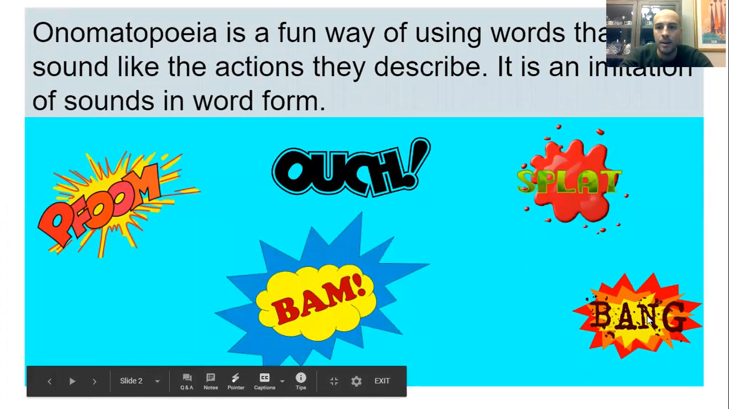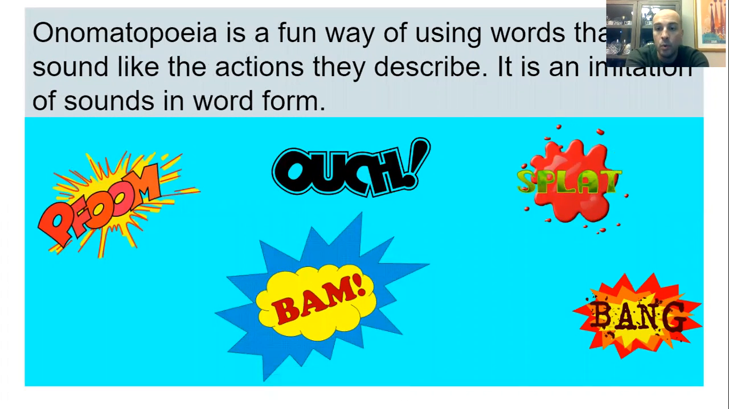So what is onomatopoeia? I'm sure some of you or most of you already learned a little bit about onomatopoeia in third grade. But as a refresher, onomatopoeia is a fun way of using words that sound like actions they describe. It's an imitation of the sounds in word form. So sounds like bam and ouch, splat and bang. That's all onomatopoeia because they're describing the action which is happening.